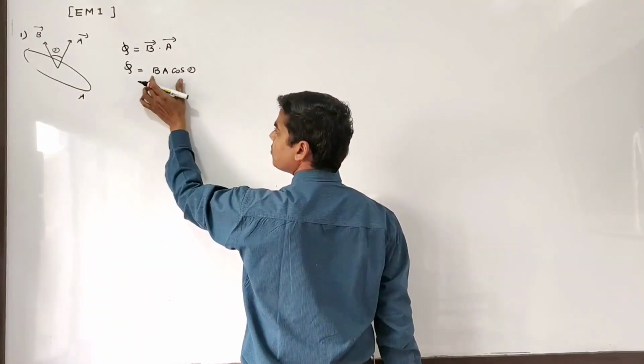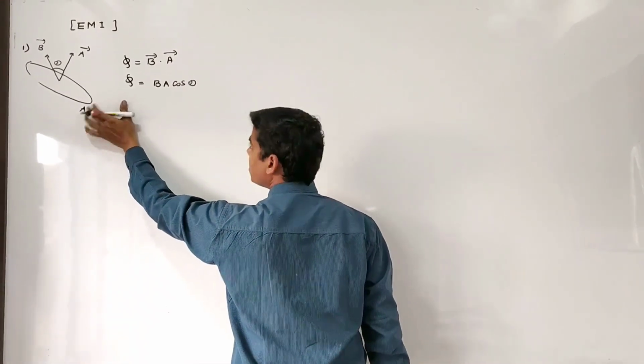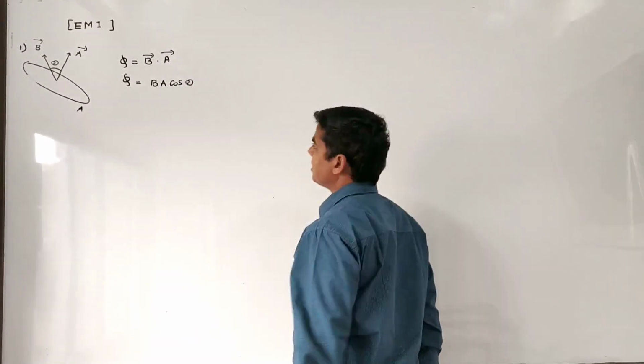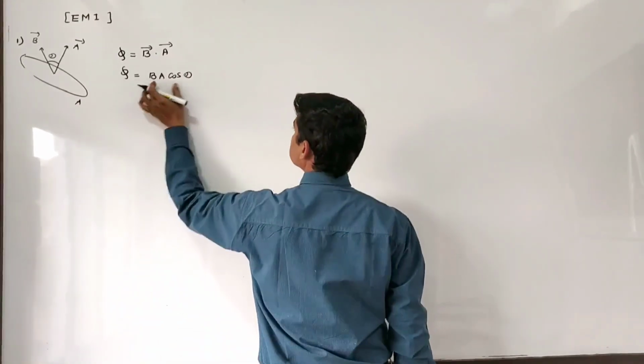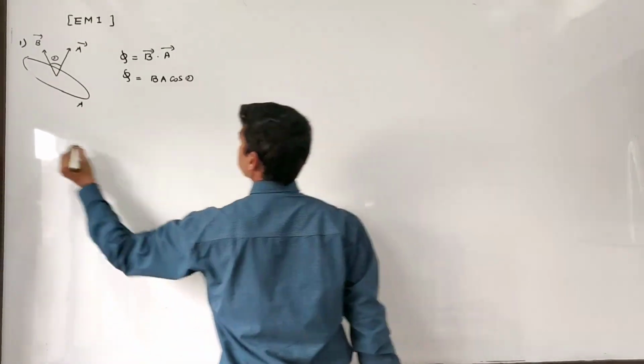If it is coil, then it is for one turn. If there are n number of turns, then we will add here n in the multiplication. So magnetic flux is equal to BA cos theta.